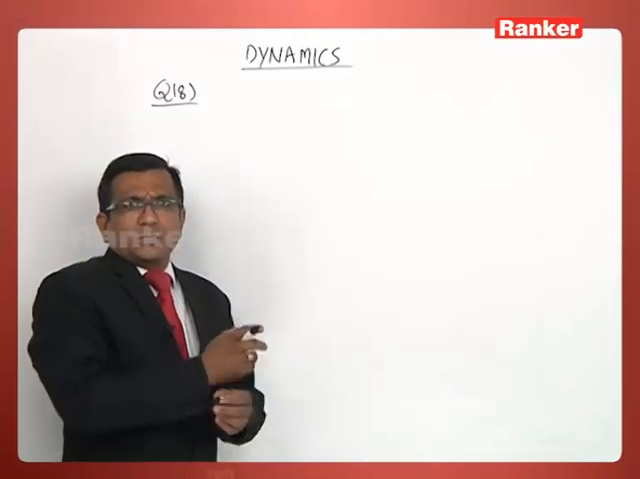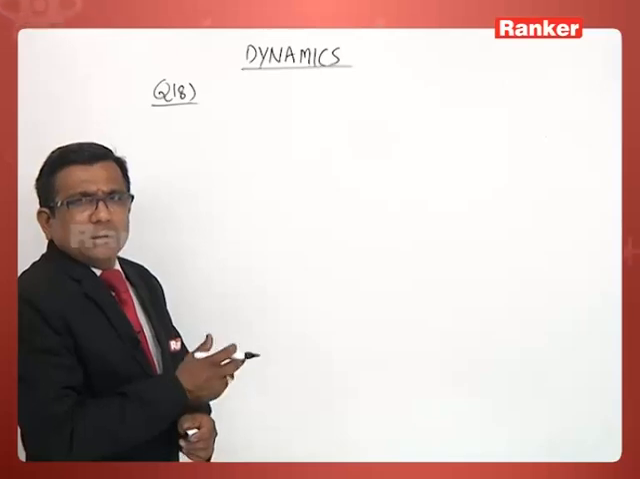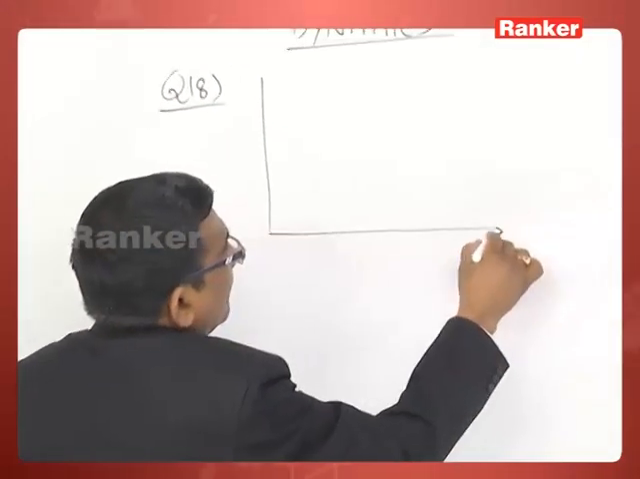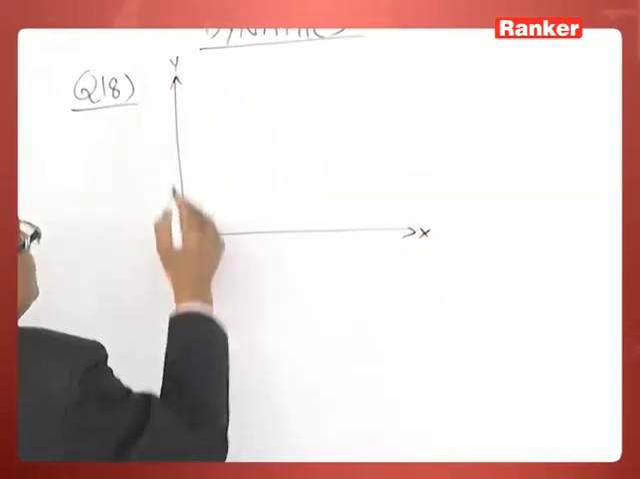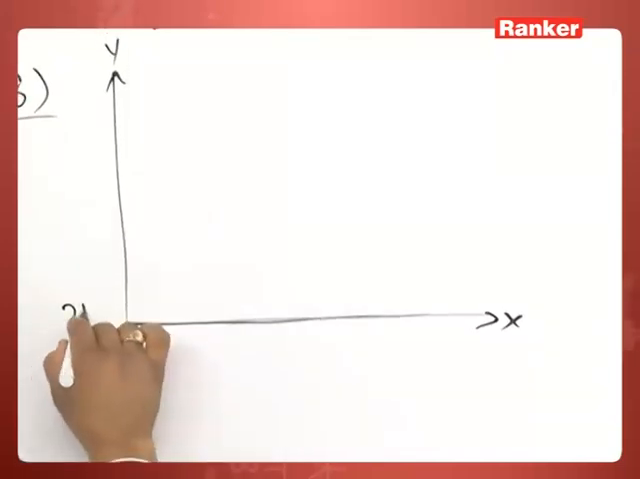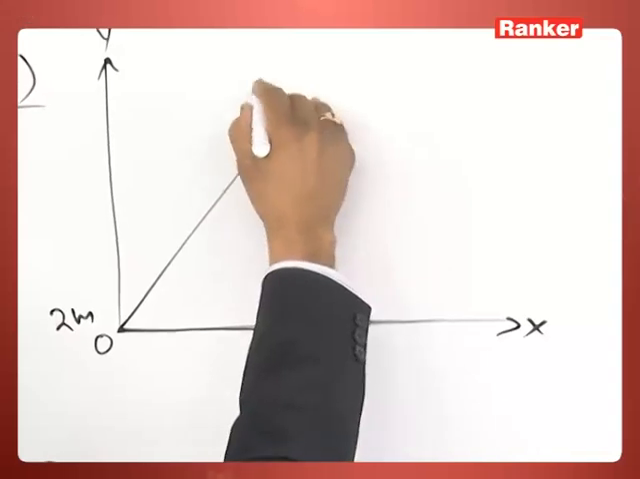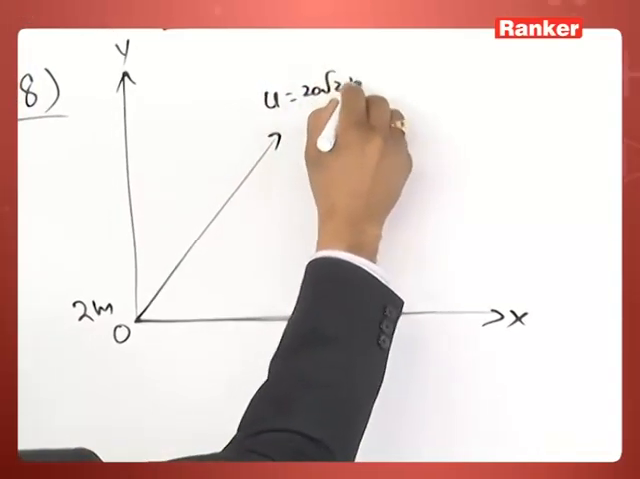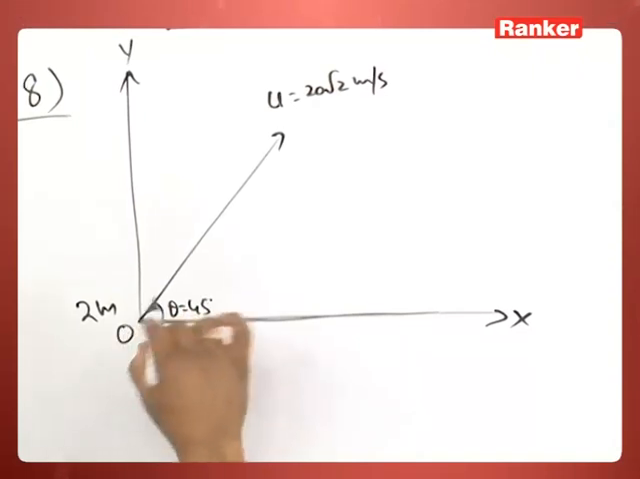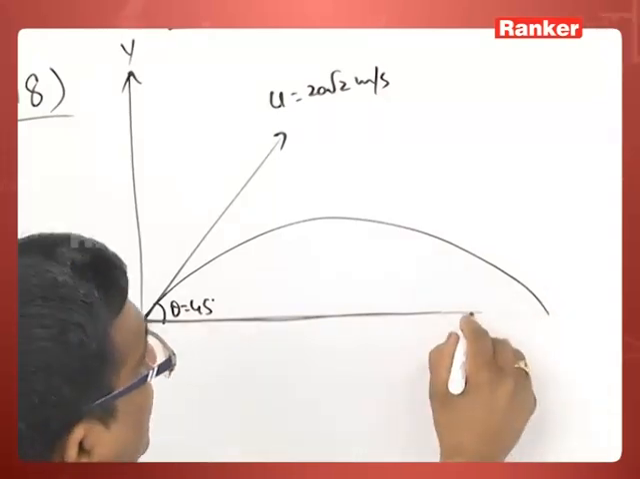Here also a particle is projected at an angle. So it is a projectile, and the path is a parabola, that you have to understand. Let us see here. From here, a particle of mass 2m is projected with a velocity u of 20 root 2 meter per second at an angle theta equal to 45 degrees. Then it traces a parabolic path like this and strikes the ground somewhere here.